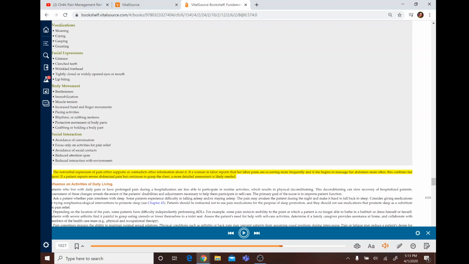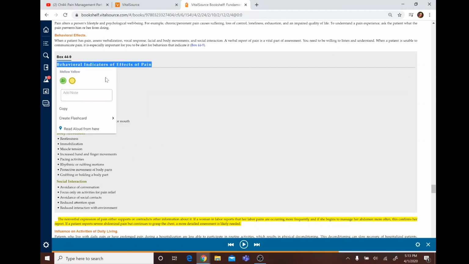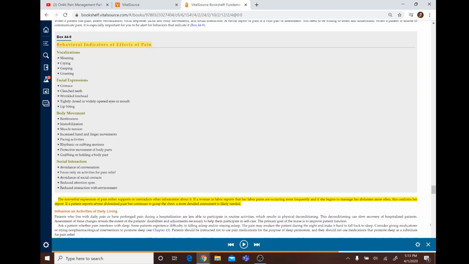So these are a bunch of things that you can use as behavioral indicators of the effects of pain. Vocalization: they might moan, cry, gasp, or grunt. Facial expressions: grimacing, clenching their teeth, wrinkled forehead, tightly closed or wide open eyes or mouth, biting their lip. Body movement: being restless, immobile, tense muscles, increased hand and finger movement, pacing, rhythmic or rubbing motions, protective motions of body parts. That's the biggest one I could see. Grabbing a body part, right? Okay, those two.